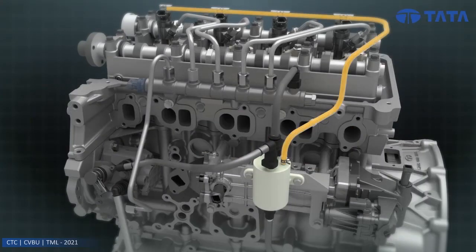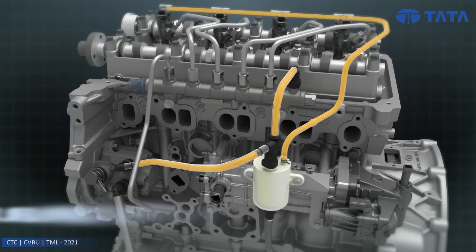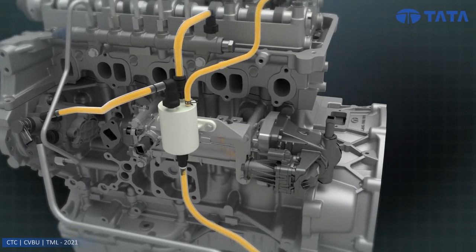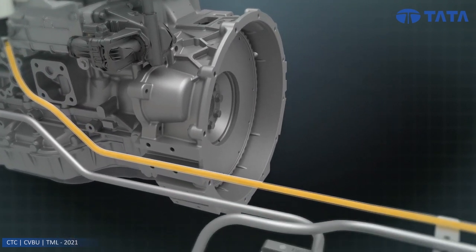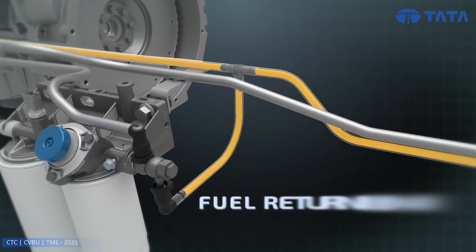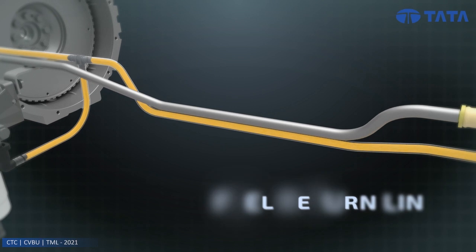The excess fuel from the injector, common rail, and high-pressure pump gets collected into the fuel accumulator through leak-off lines. From the fuel accumulator, the fuel is supplied to the fuel tank through the return line.